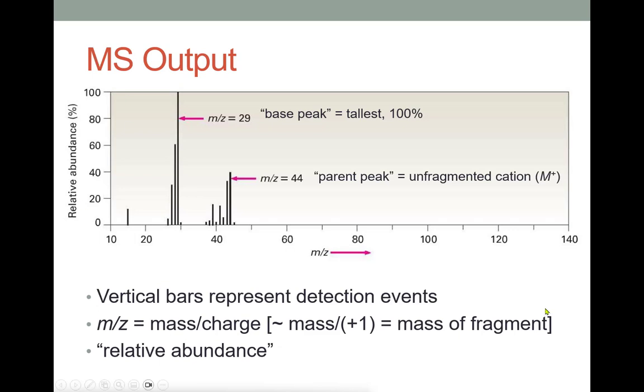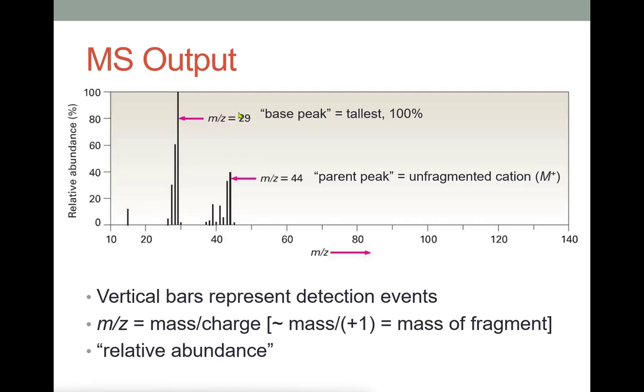So to orient you here, mass spec is always shown with a percent abundance on the y-axis. So going from 0 at the bottom to 100% at the top. Whichever one fragment is the most common, represents the largest abundance, and that sample is pegged at 100%. That thing is called the base peak. And on this particular graph, that represents an m/z, a mass to charge ratio of 29.